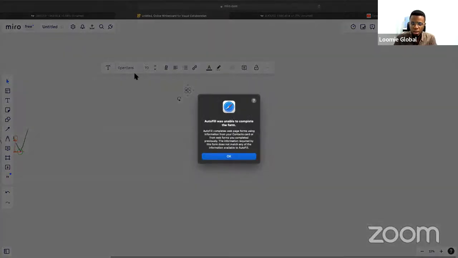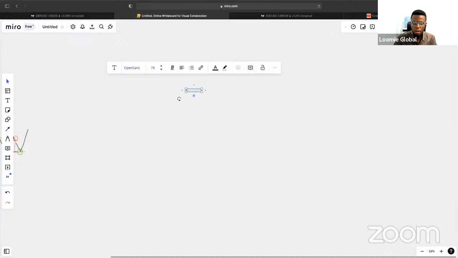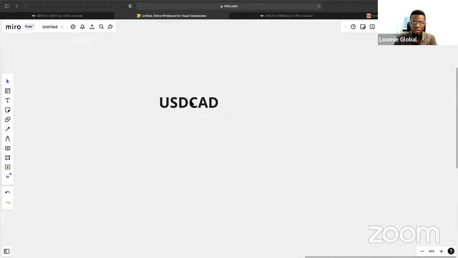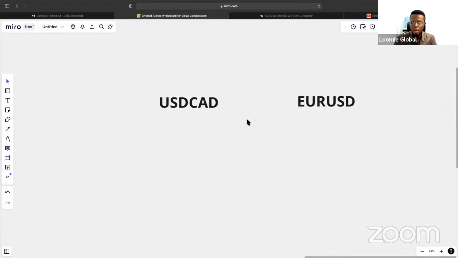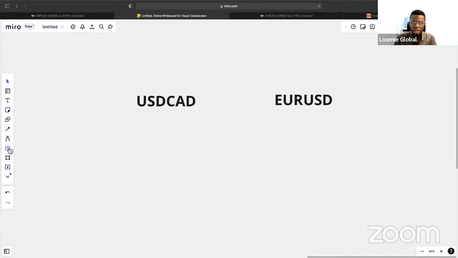So let us pick a pair like USD CAD, and then we have another pair, and this one is going to be Euro USD. Now we have USD CAD and we have Euro USD, and we have dealt with this in the past. I just want to bring it up again to refresh your mind. Now in this case, USD here is the base currency. So we have the first currency here.